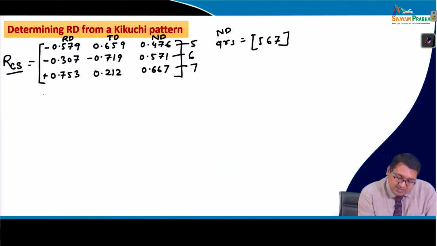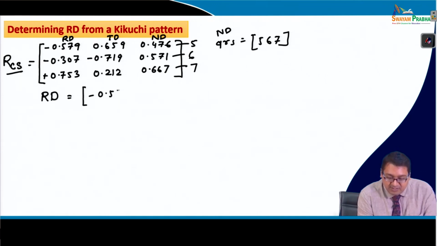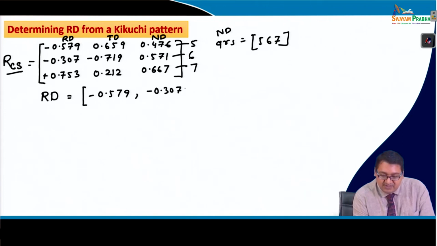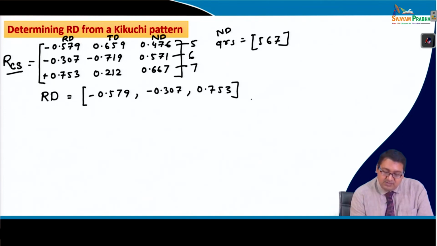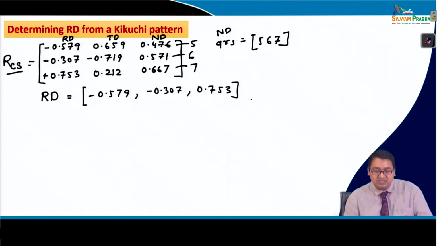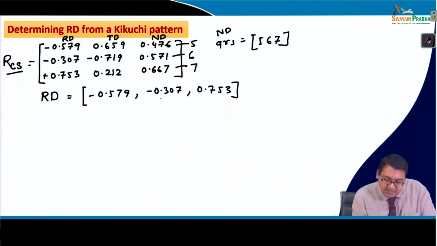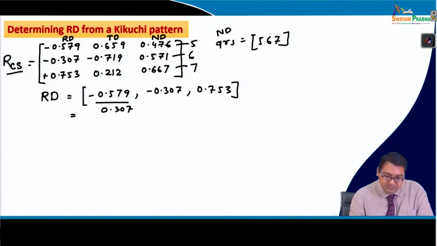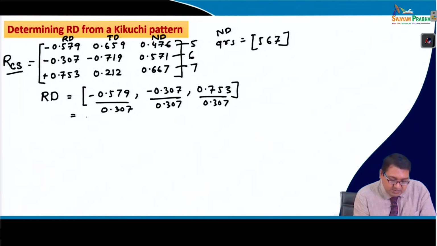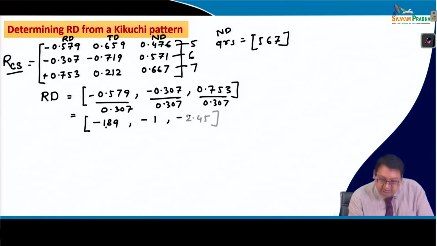So, in this way we have found out the value of RD in terms of HKL, which is basically equal to minus of 0.579, minus of 0.307, and then 0.753. Now, let us find out these Miller indices in terms of closest integers, and for that it is very easy to do. Let us divide this whole thing by 0.307, for example. So, it will come out to be minus of 18.9, minus of 1 and minus of 1.89, and this is plus of 2.45.